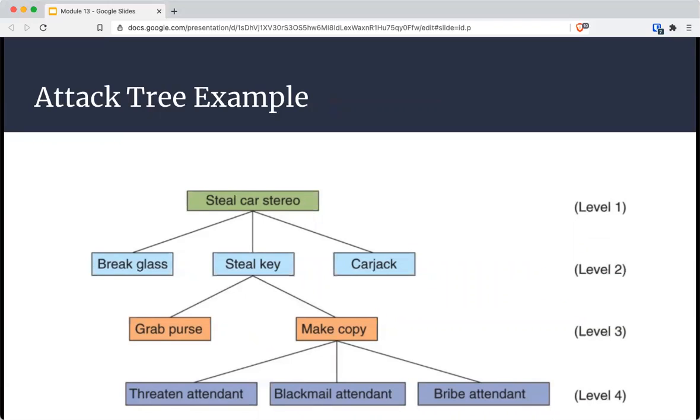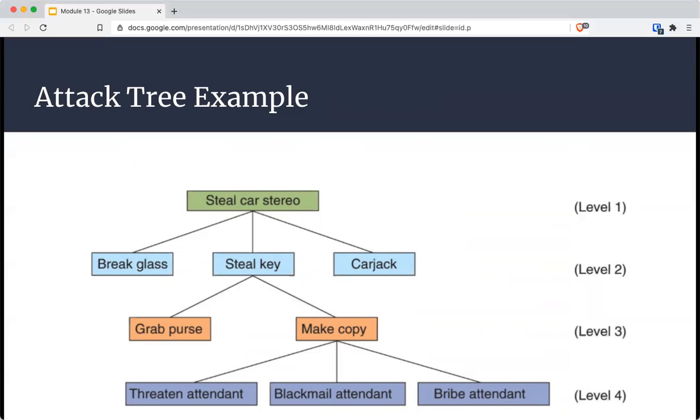In this example, we have the stereo. A car stereo is the asset. So then we figure out, okay, what are ways that this car stereo can be stolen? Well, somebody could break the glass in the car. Someone could steal the whole car, or they could steal the key. And how could they steal the key? Well, they could either grab the purse.